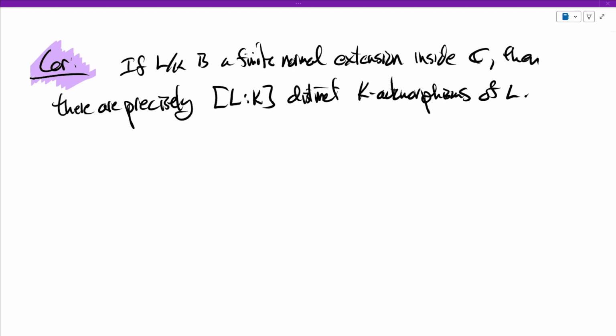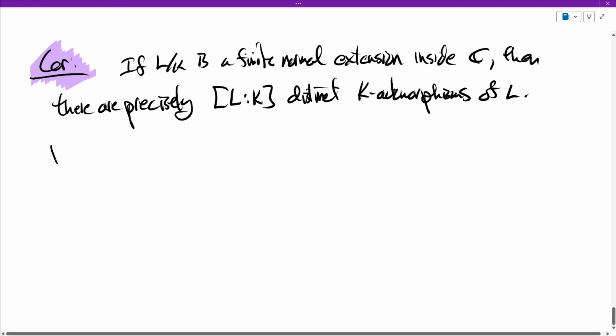Okay, after that long slog of a theorem, we now can reap all the rewards. So suppose we have a finite normal extension inside C. So L over K is finite, but L is also equal to its normal closure because it's already normal. Then there are precisely [L:K] distinct K-automorphisms of L.